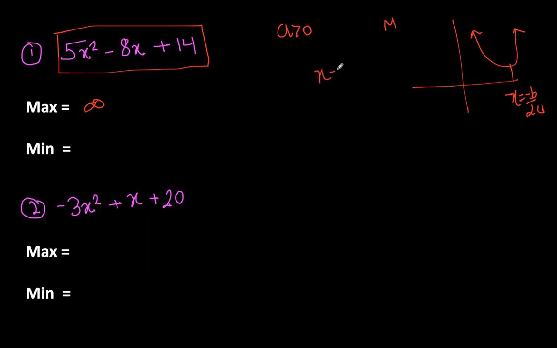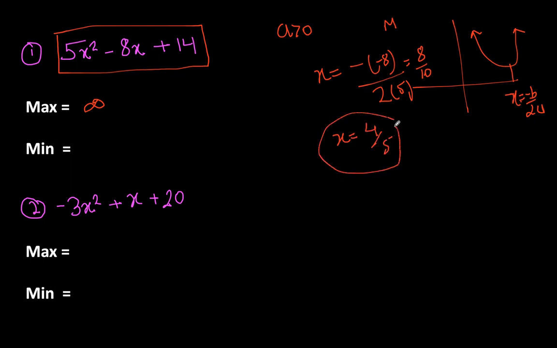So first I will try to find what is my x. So that is minus 8 over 2 times 5, and if you solve this, you will get 8 over 10, which is x is equal to 4 over 5. So at this point your minimum value is occurring, your vertex is occurring.